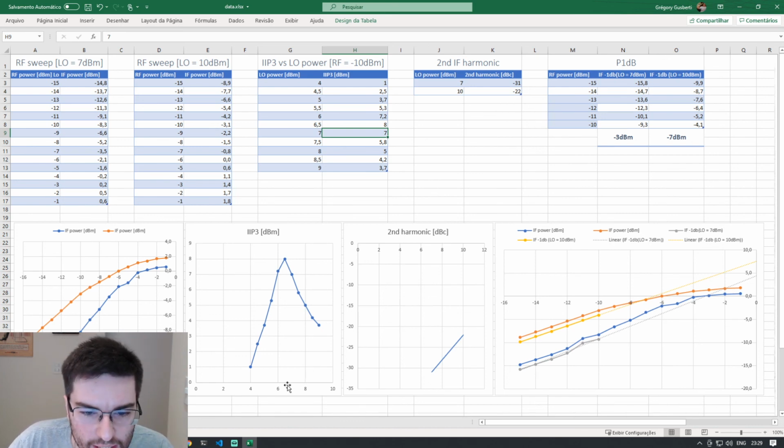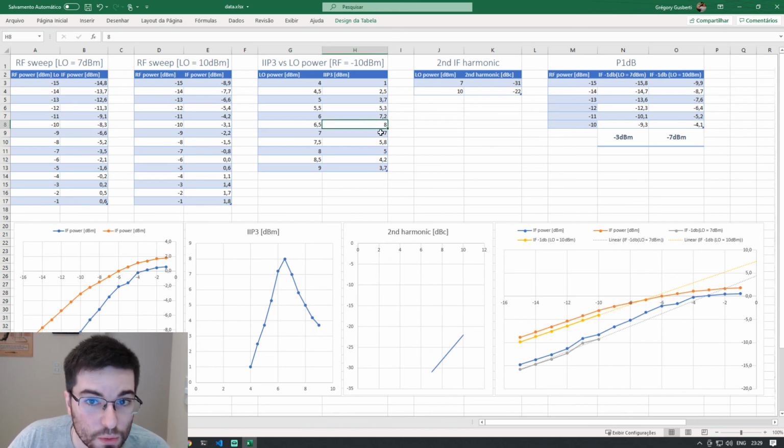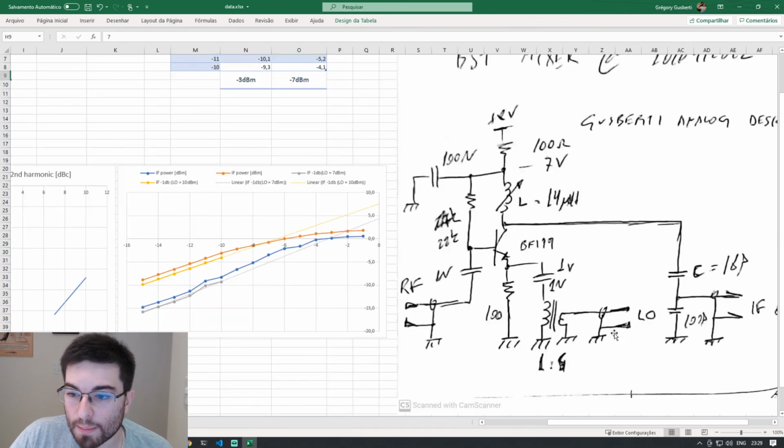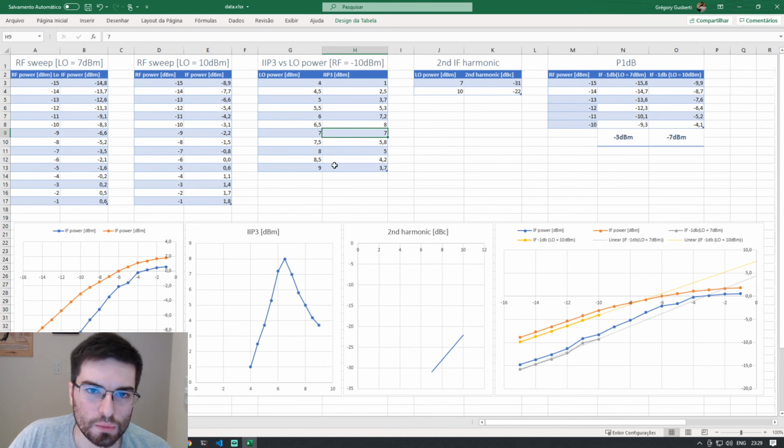In reality, we can see here that the best point is 7.5 dBm at the LO. So we're going to have an 8 dBm intercept. It's a good increase, a 1 dB increase in the third order intercept. But I think it's better to use 7 dBm because 7 dBm at the LO is a classical input power for mixers, and also used as a standard for diode ring mixers. So I would use this mixer with a 7 dBm input.